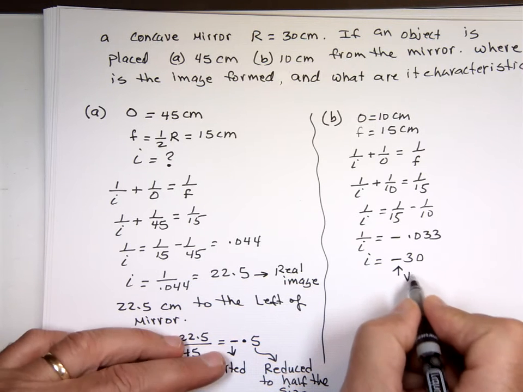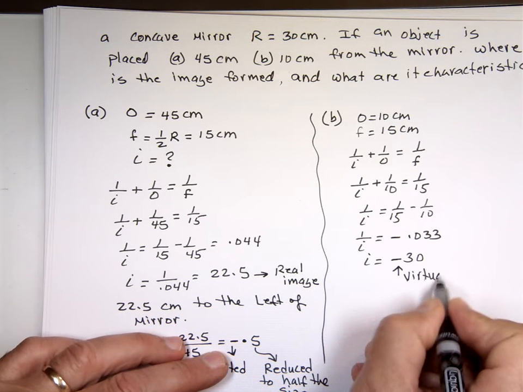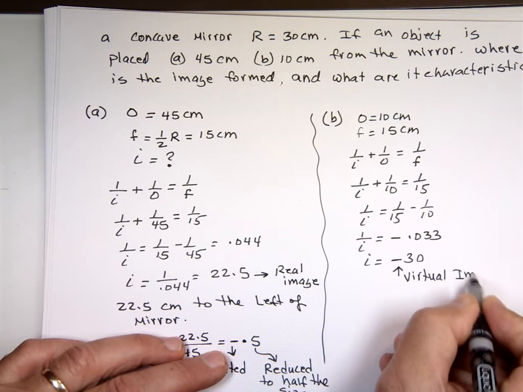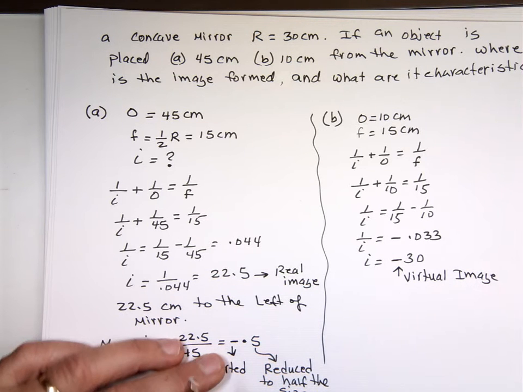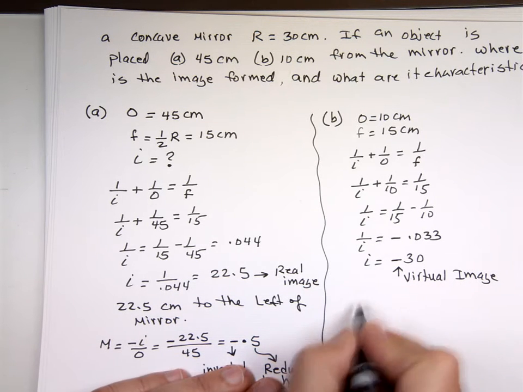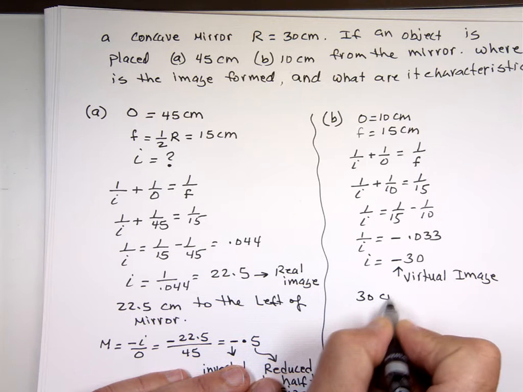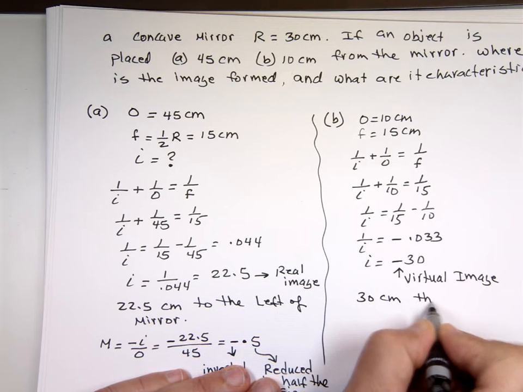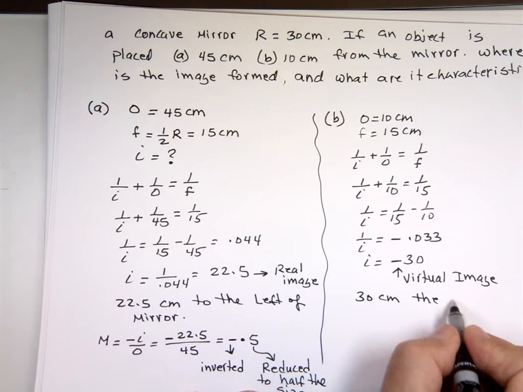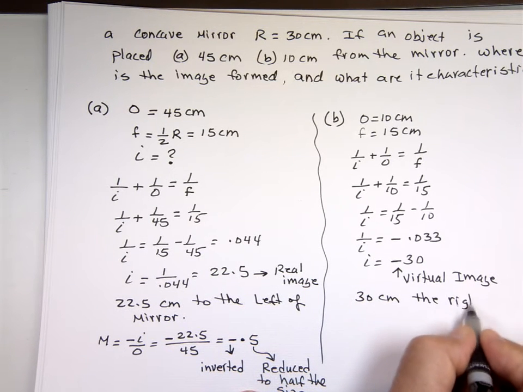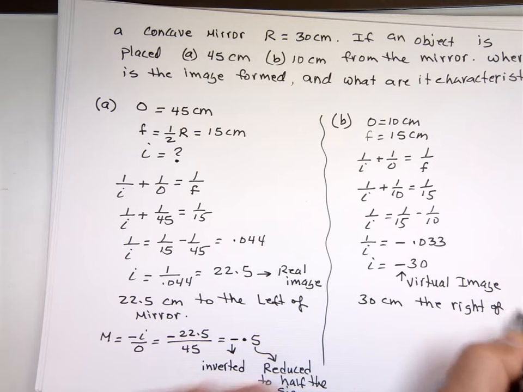What does that mean, virtual image? On the other side, the image is 30 centimeters to the right. If I put the object on the left, the image is to the right of the mirror.